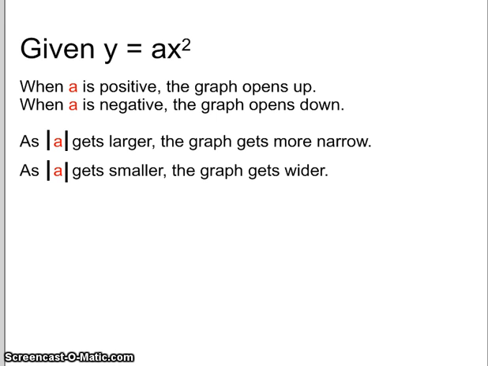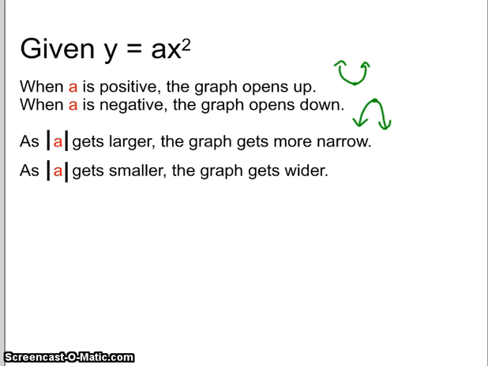So what we're going to have to do is figure out what these numbers in front of the x squared do to change the graph. And here it is. If a is positive, the graph opens up. If a is negative, the graph opens down. So by opening up, we're referring to a parabola that has a vertex at the bottom. And by opening down, we're talking about a parabola that has a vertex at the top.